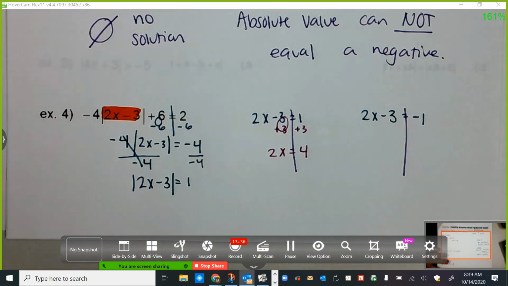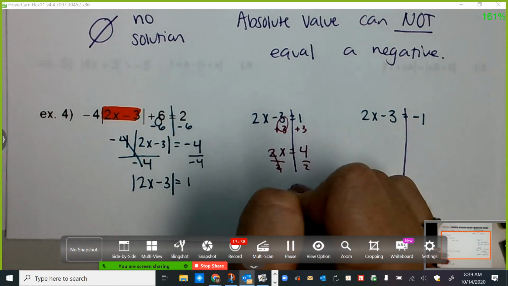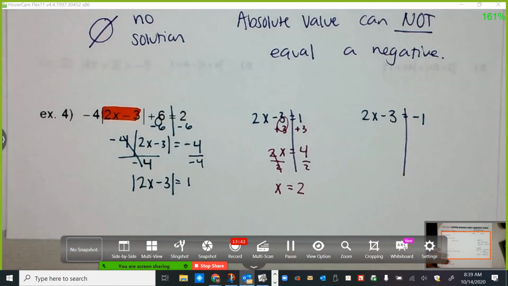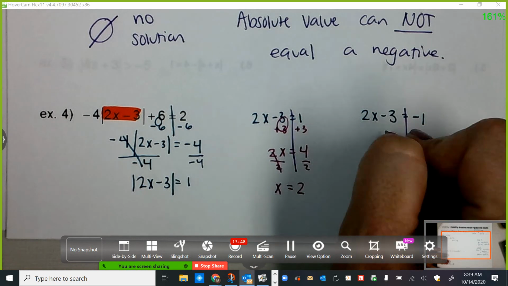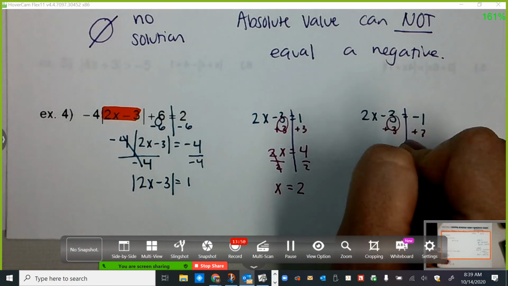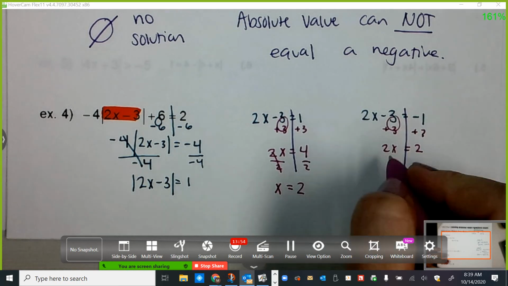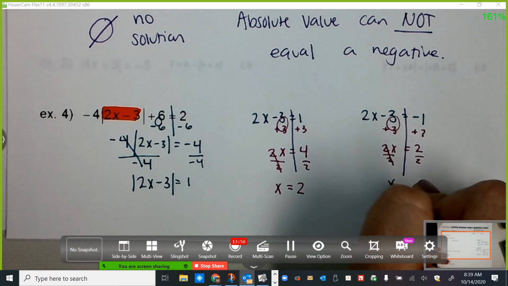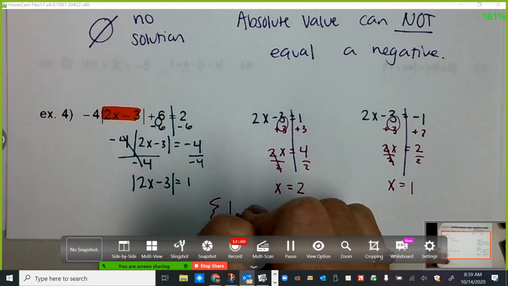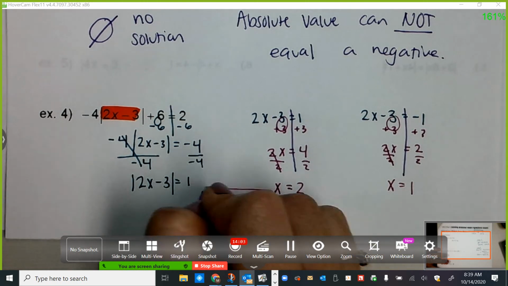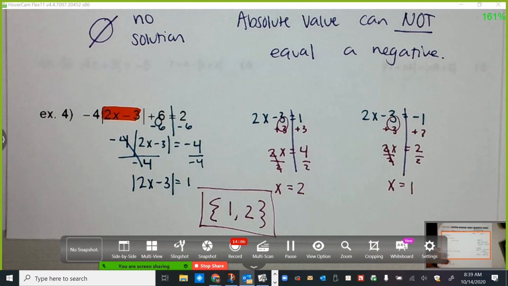Now what? So there's one of them. Okay, now what do I do on this side? Add 3 again. Remember, it's the same steps. 2x equals 2. Divide by 2. I get x equals 1. Any questions, comments, concerns? It doesn't matter which order we put the numbers in? It should be like smallest to biggest.